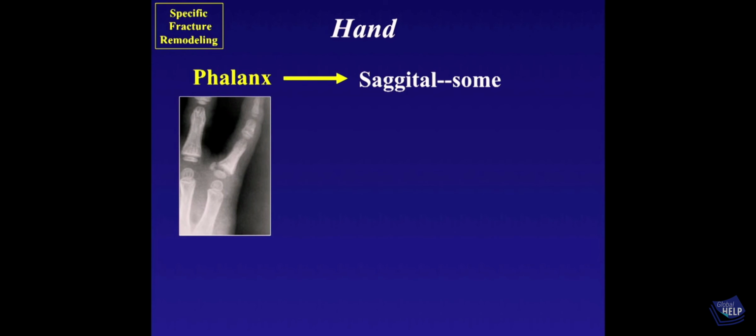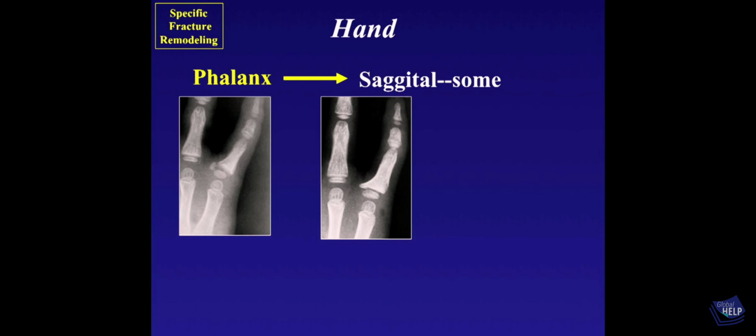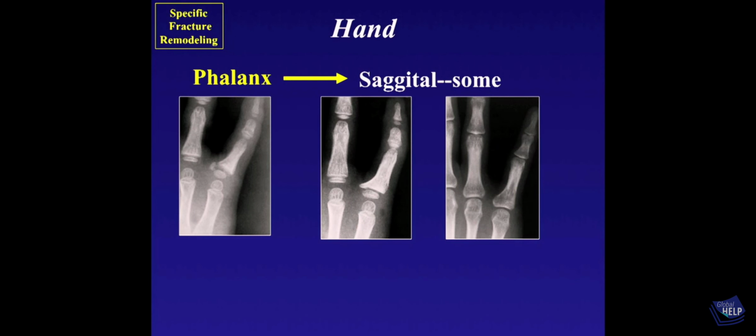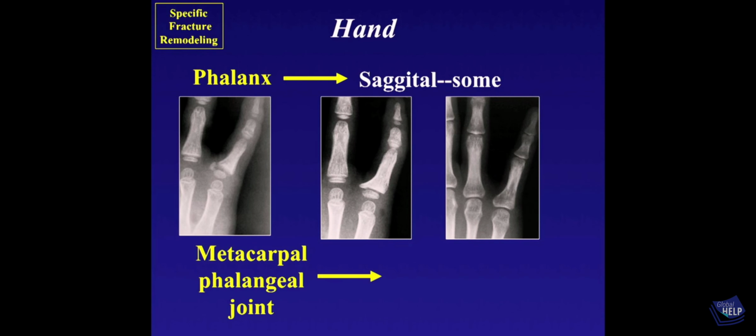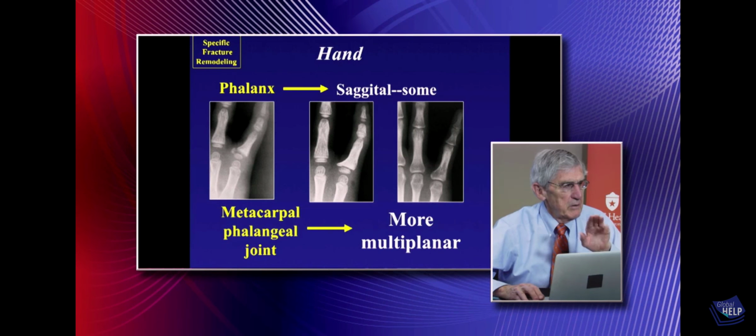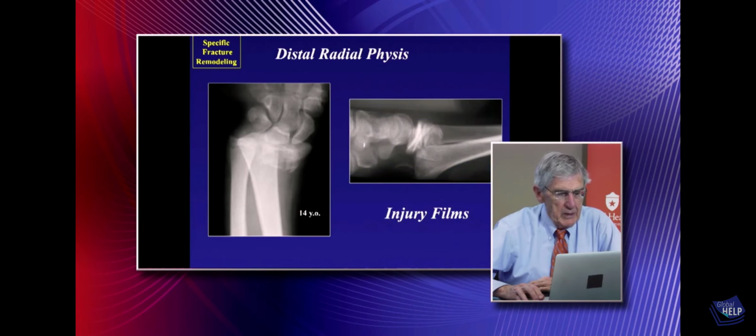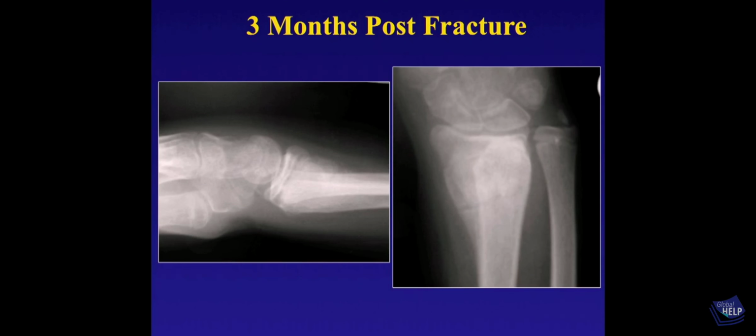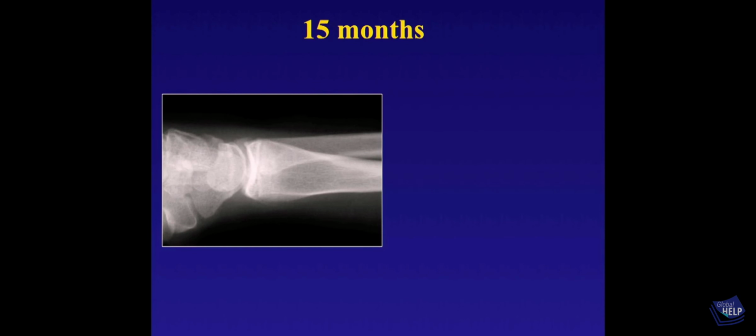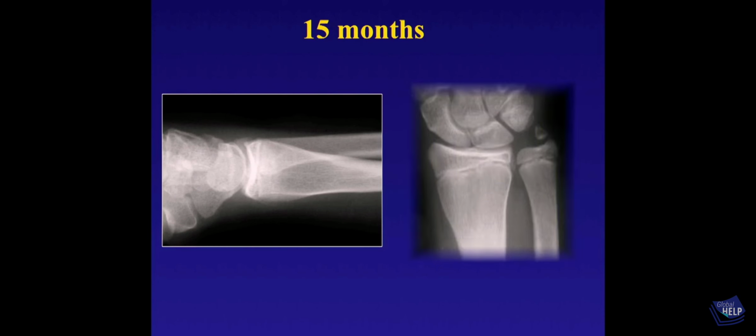Now, I'll look at some specific remodeling very quickly. In the phalanx, you can see it's in the line of plane. You can see the remodeling that occurs here, mainly because this is a multiplanar joint. It has both sagittal and coronal motion. And here we have the distal physis, the type A, and you can see 3 months post-fracture, it's got a lot of angulation. Are we going to need to do an osteotomy? No. Here it is at 15 months. Now, that shows a great remodeling capacity.